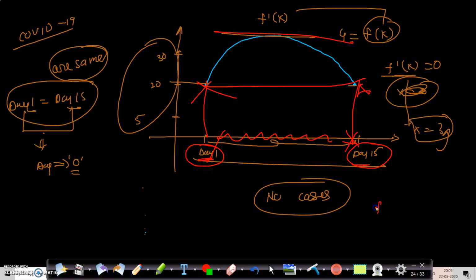That means the derivative is going to be 0, meaning there is a slope, there is a stationary point. Nothing is going to happen. This point is where your numbers have started to decrease. Okay, you can understand this in other ways also.